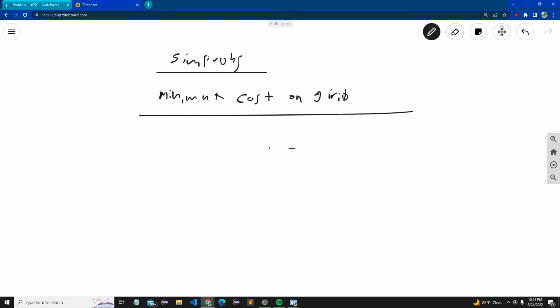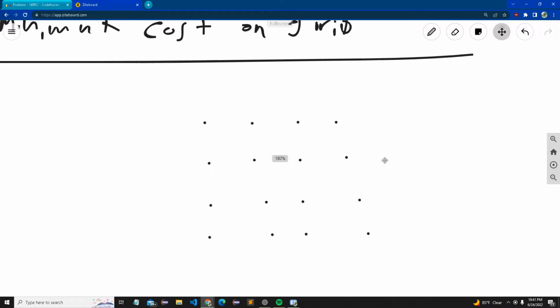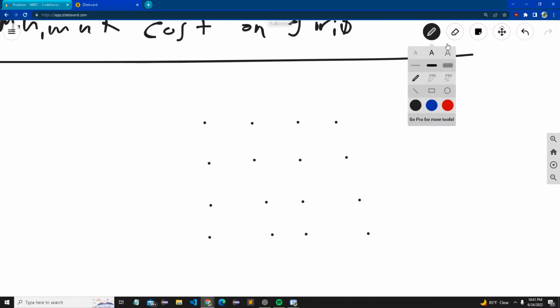So let's say we have these dots. Boop, boop, boop, boop. Okay, that's not straight. Okay, right. So let's say we have these dots, right? And this is not straight, kind of irking me.